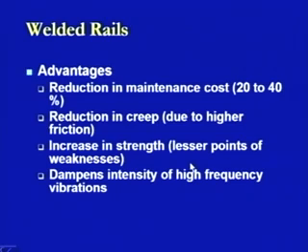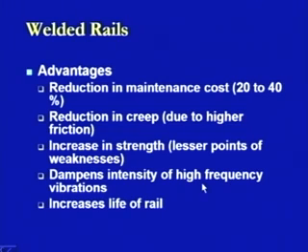And then it also dampens the intensity of high frequency vibrations, because as we have seen, the points are not there where there will be some impact taking place. So, as this is being welded together, that is going to dampen the vibrations. And obviously, as the reduction in creep is there, there is lesser requirement of maintenance, and as we have increased the strength of the total section, obviously this is going to result in the increased life of the rail section. So, these are some of the advantages of welded rail sections. When the life of the rail section is increased, finally it is going to reduce the overall cost of construction as well as the overall cost of maintenance of these tracks.